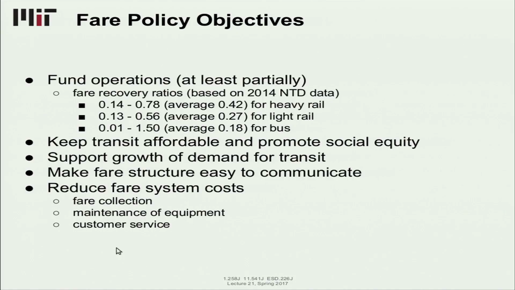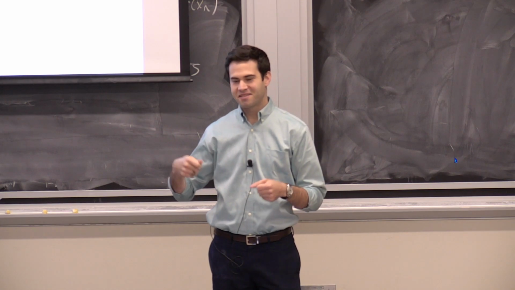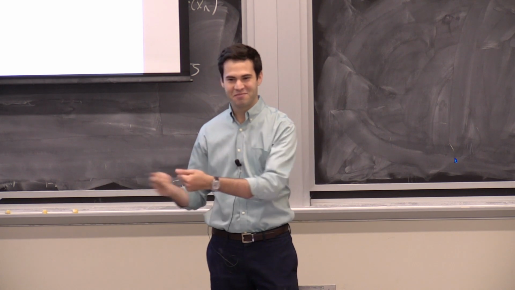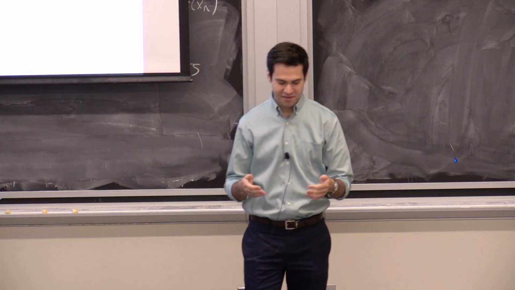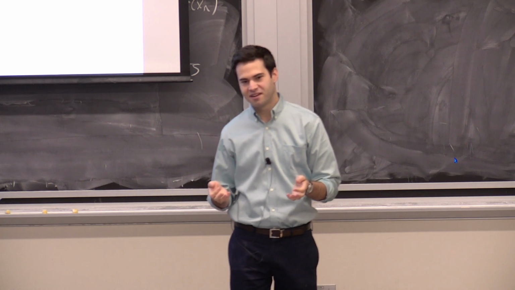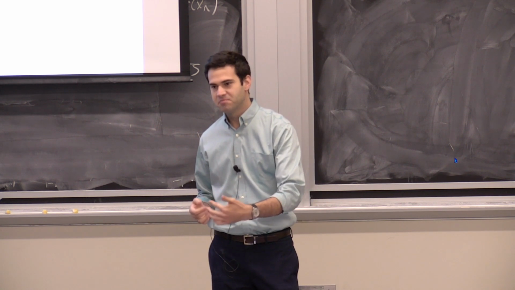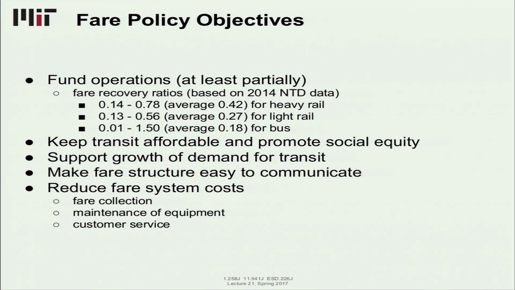And there's customer service. So customer service involves more than the fare system, but some aspects of customer service involve: my Charlie card doesn't work, can I get a new one? Or I already paid for that ride and you need to give me a refund. So these kinds of inquiries or complaints are coming from the fare system. Okay? Questions about these objectives?